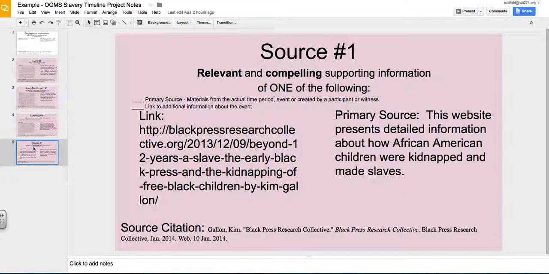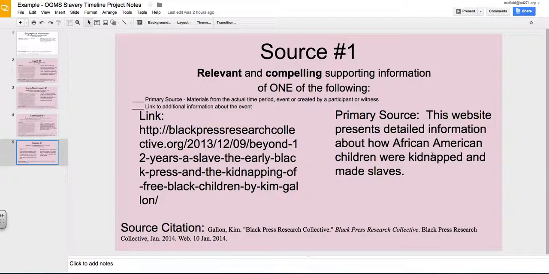Now, the source card is going to be relevant and compelling supporting information of one of the following. So again, you have a choice here. You can use a primary source. Remember, a primary source is materials from the actual time period, event, or created by a participant or a witness. Or you might choose a link to additional information about the event. In my example, I have a link to a website that I've pasted here.